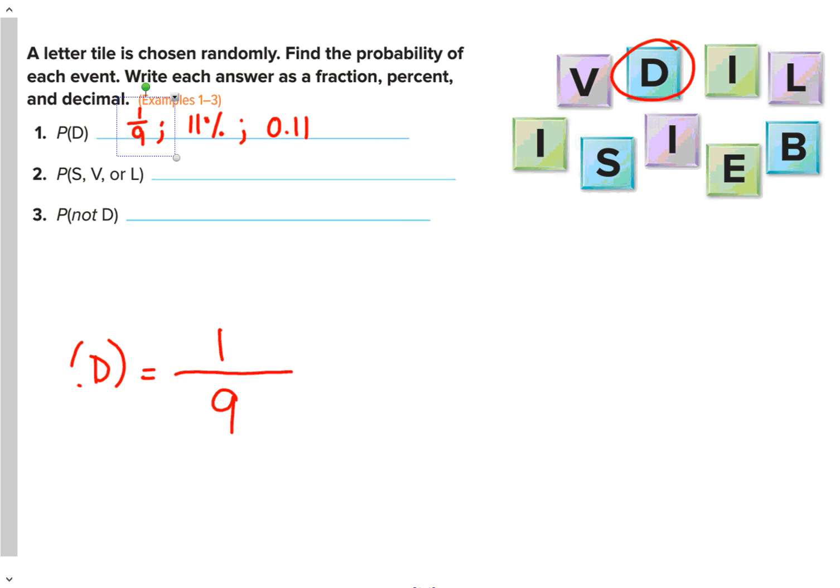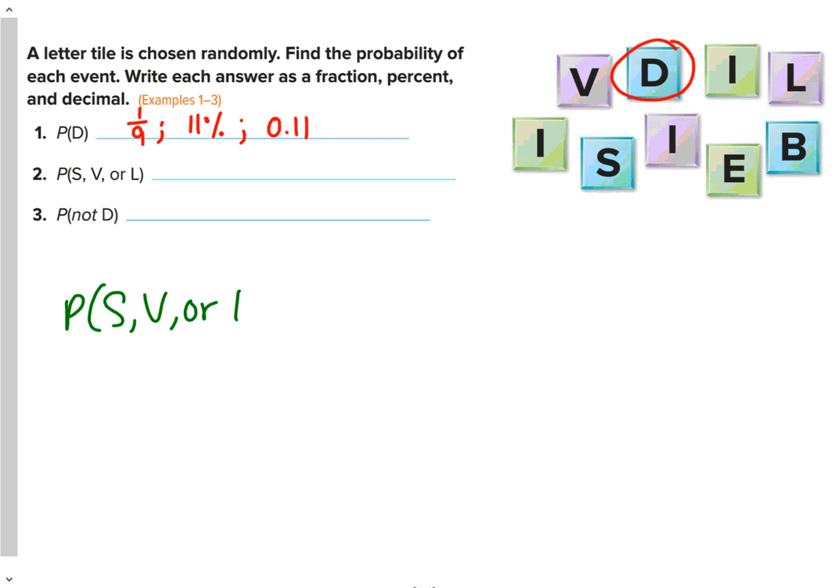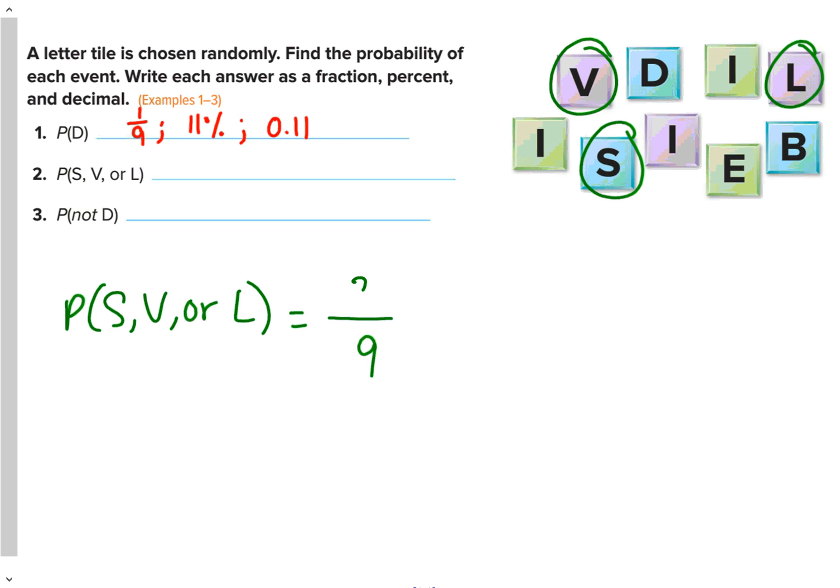Okay, now we want the probability of S, V, or L. Again, there's 9 pieces, so we have to find out how many S's, V's, or L's we have. So we have one here, and one here. So we have 3 out of 9. So 3 out of 9 will simplify down to 1/3. If I do 1 divided by 3, I'm going to get about 33%. And the decimal version is 0.33.